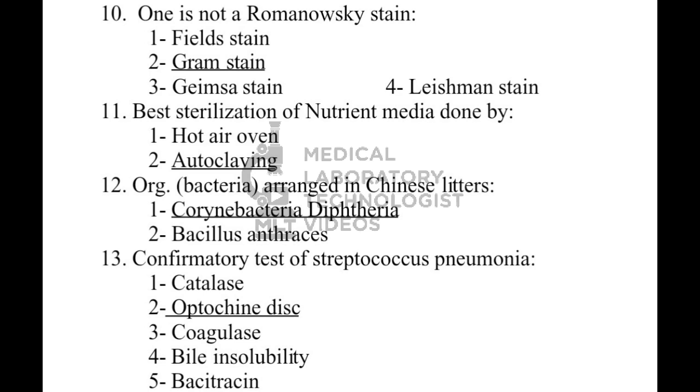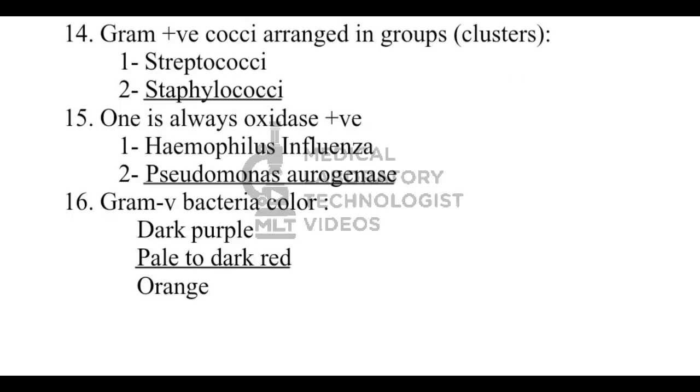Next question is the confirmatory test for Streptococcus pneumoniae. Options are catalase, optochin, coagulase, bile solubility, bacitracin, and the answer is optochin disc. That question is also very important.